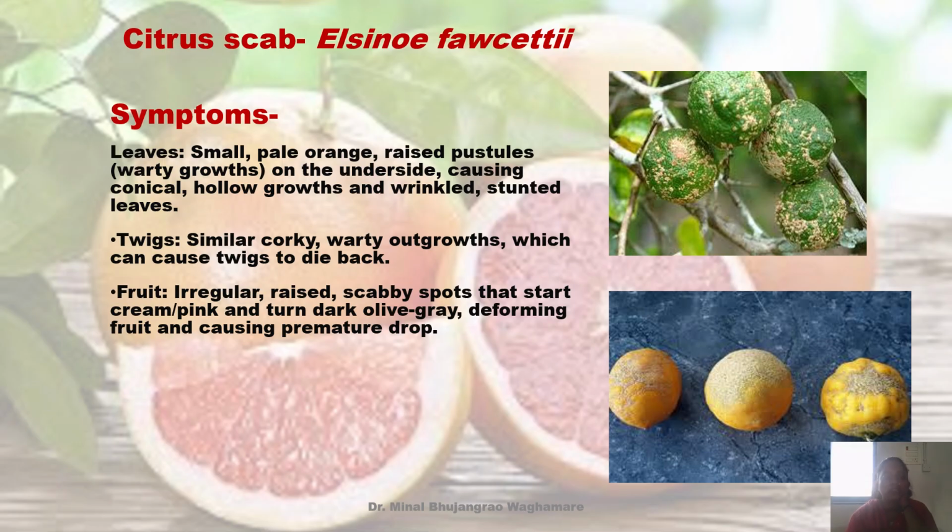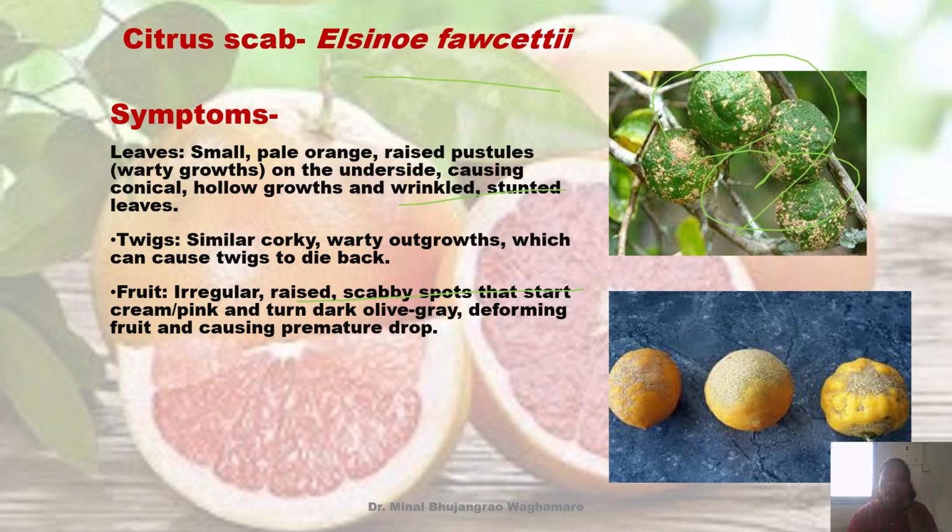Coming to the next disease, that is citrus scab, causal organism Elsinoe fawcettii. In this, we can find that leaves show pale orangish color and raised pustules on the underside, leading to hollow growth and wrinkled and stunted leaves. Coming to the fruit, we can see raised scabby spots that start cream and pink and turn blackish to olive gray in color. It deforms the fruit and causes premature dropping of the fruit.